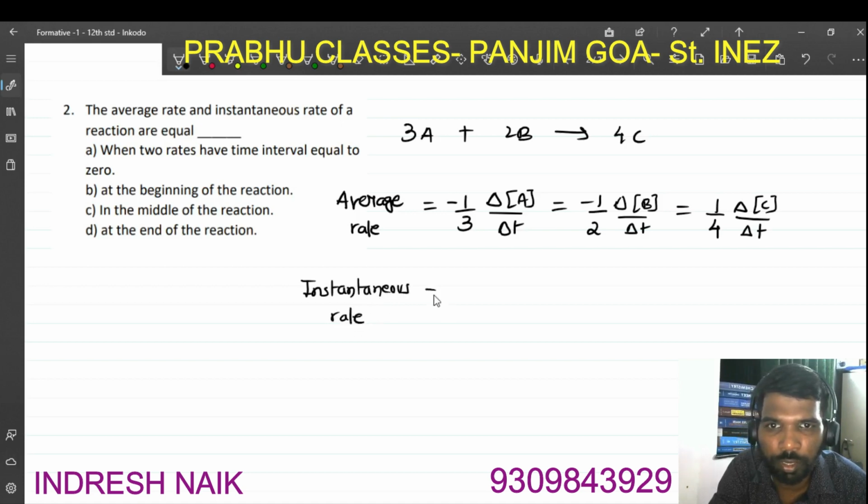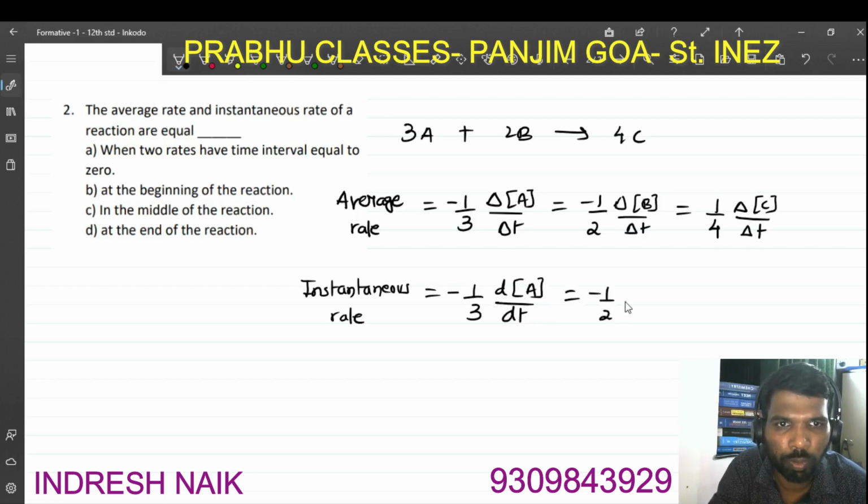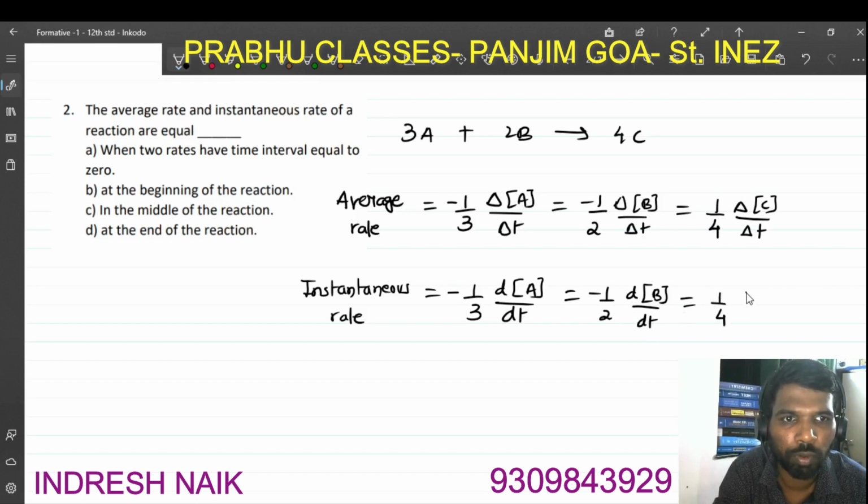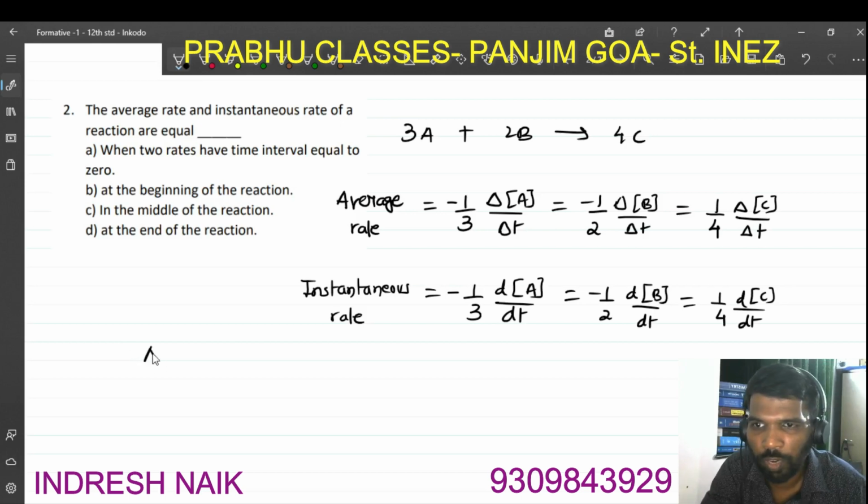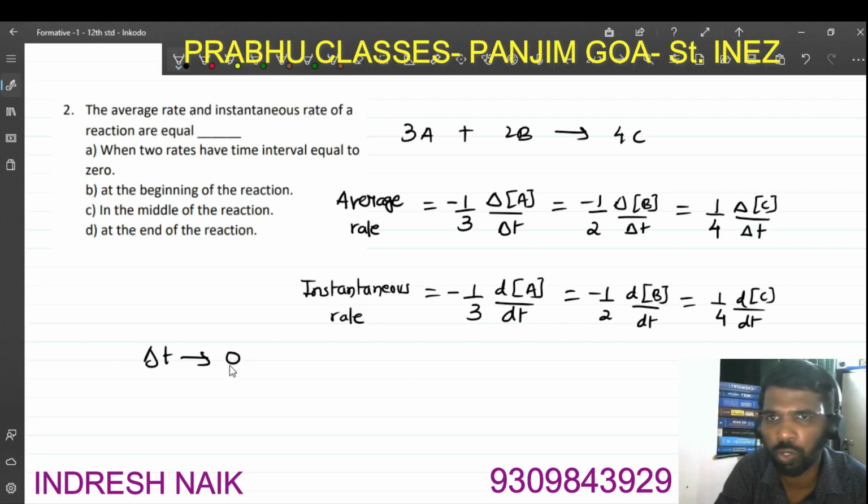Instantaneous rate is written as 1 by 3, in the same manner, but instead of delta there will be d. I'll tell you the significance of this, dA by dt. So this is 1 by 2 dB by dt, and this is 1 by 4 dC by dt, right? So when this delta t changes to dt, when delta t is tending to 0, it is not 0, it is very, very close to 0.